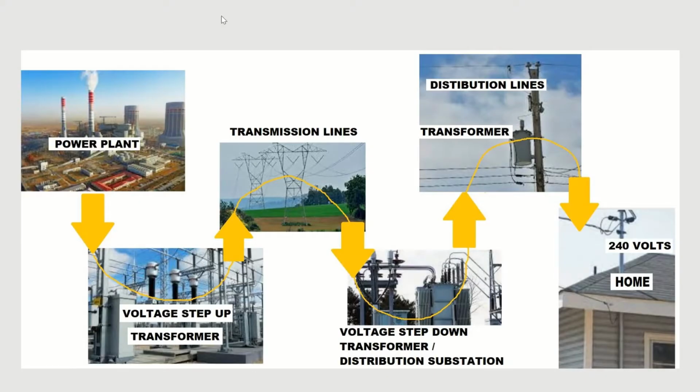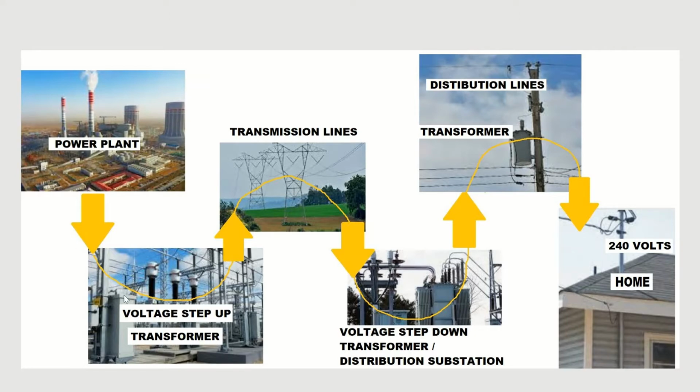Electricity from the power plant to your home. Electricity is generated at the power plant. We'll take a closer look at this later on. From the power plant, the electricity flows to a transformer where the voltage is stepped up or increased.